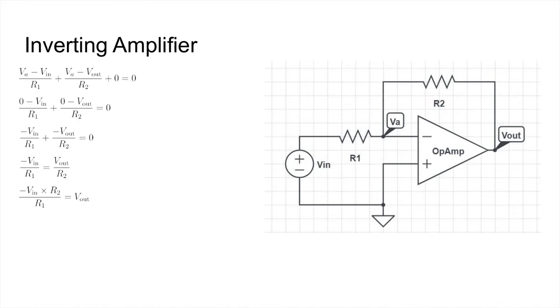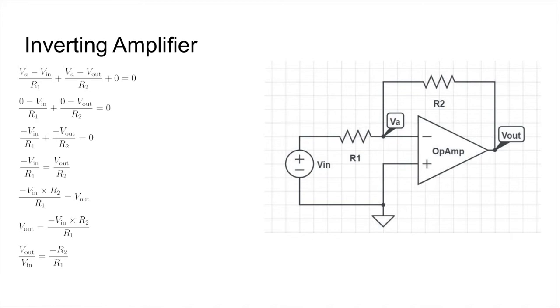Solving for V out, we have negative V in times R2 over R1. Or if we want to look at the gain of this amplifier, because it is an amplifier, we will divide by V in to see how many times larger V out is compared to V in. So we have V out over V in, which is equal to negative R2 over R1. And as you can see, we have a negative because we do have an inverting amplifier. So it's basically flipping everything, sort of like in math class where you talk about flipping over the x-axis.